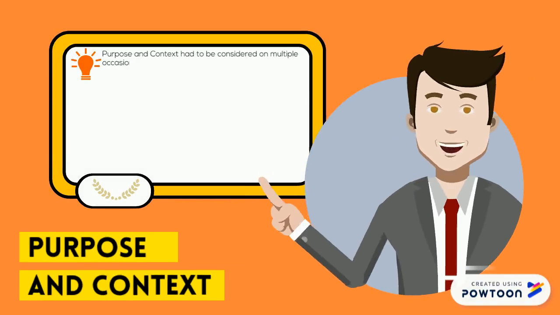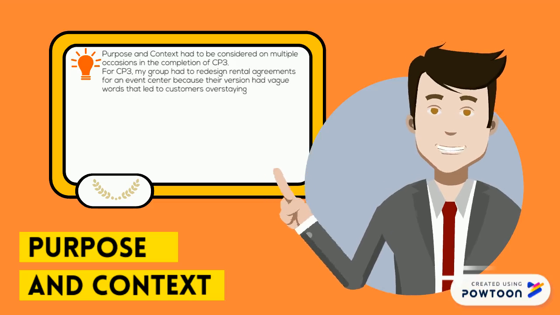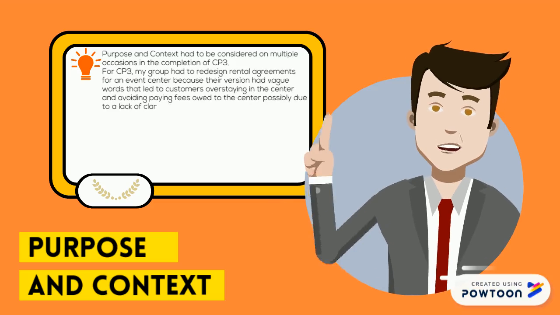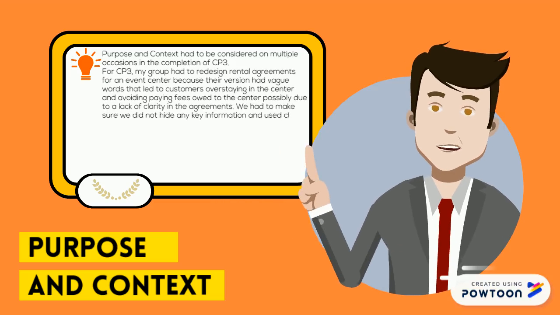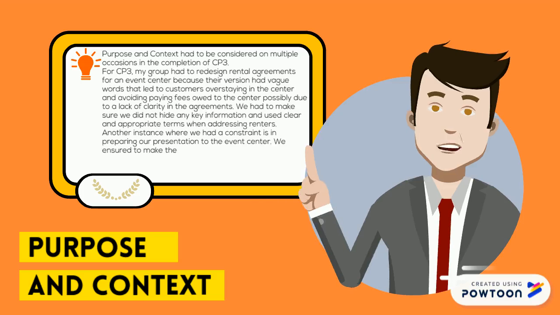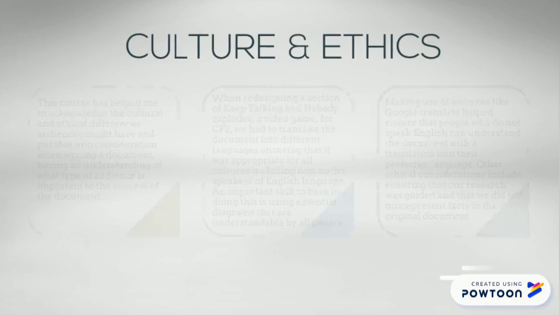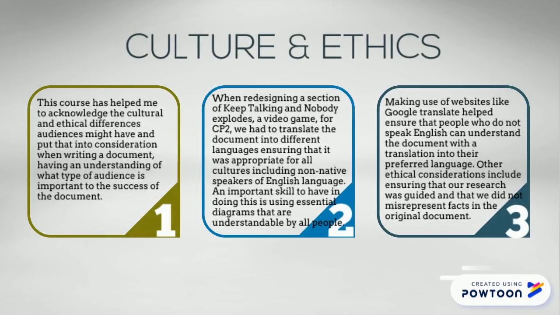Now, let's move on to purpose and context. CP3 is a good example of where we considered purpose and context in designing a document. The rental agreements the event center had were too vague, and we came to the rescue by designing a new one that explained the terms more clearly. Understanding and being respectful to your audience is an important part of a successful document or presentation.